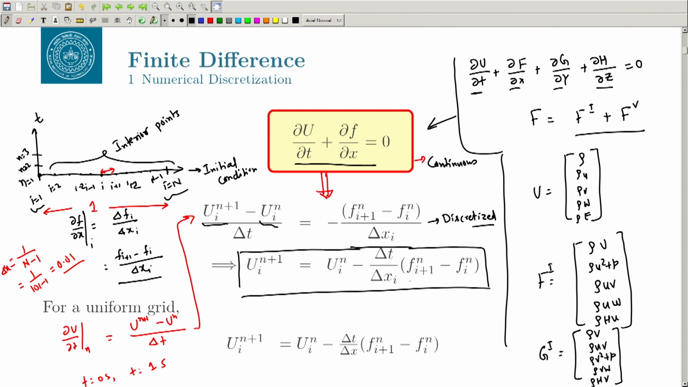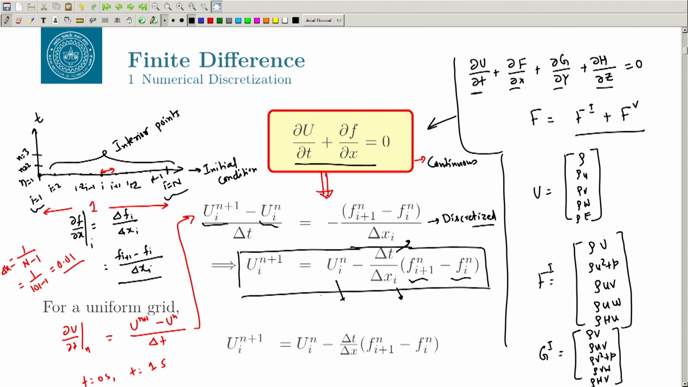So, at the nth level, if you start from some initial condition, you know these values. You have fixed the delta t, you have fixed the delta x I. You know the value of u I at n, and you can calculate the next point of u I at n plus 1. Next time you go from n plus 1 to n plus 2, then n plus 2 to n plus 3, n plus 3 to n plus 4, and so forth, and that is how you keep on marching till you go to the final time step.